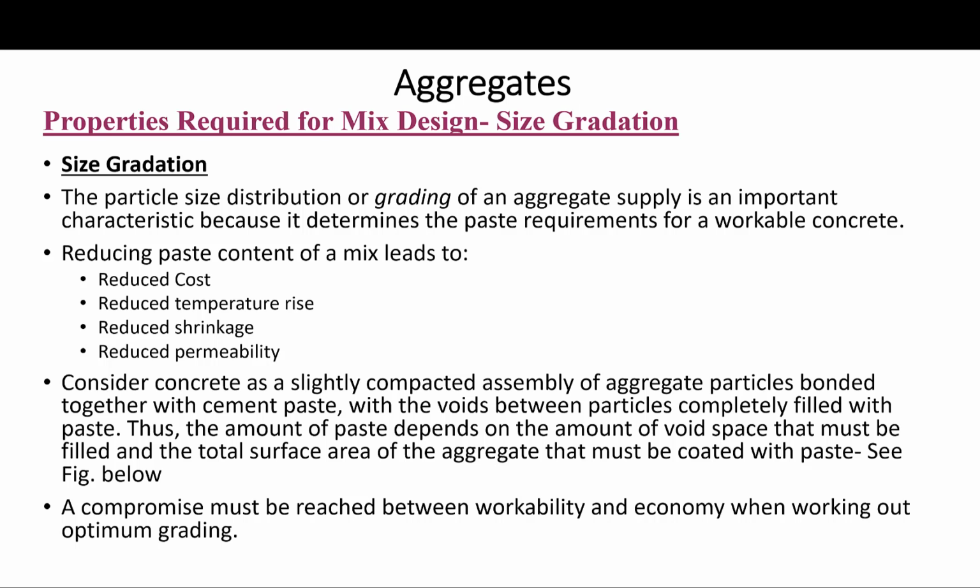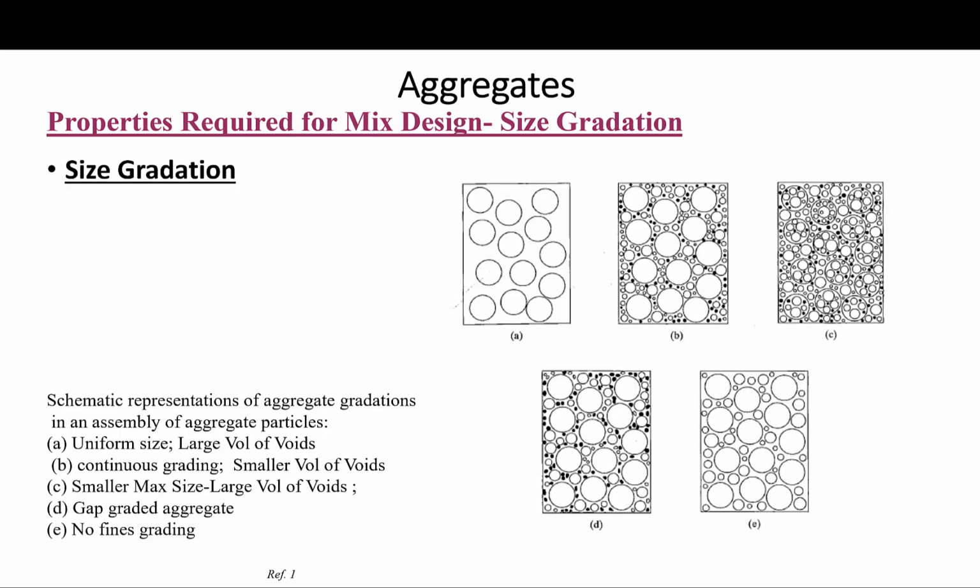So the volume of the voids between roughly spherical aggregate particles is greatest when the particles are of uniform size. Look at it. These are uniform size particles. So we have the voids as basically the largest in this case. So it requires a lot of paste to coat all the aggregate particles.